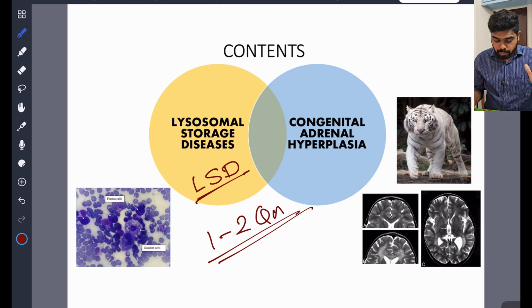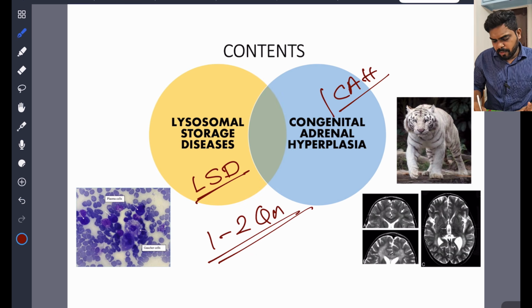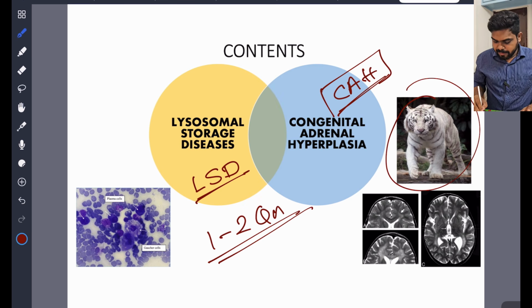It is very important. Along with congenital adrenal hyperplasia also, there is a very simple mnemonic, which people may already know, but this is also very important. Can you see something here? See this white tiger. See the MRI change here, looking like this tiger, tigroid. Clear? We will discuss that.